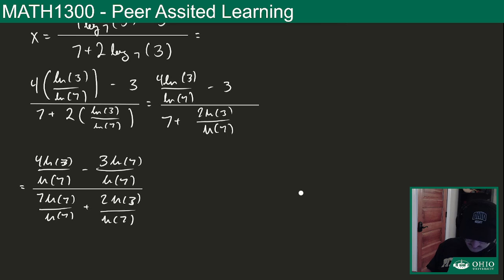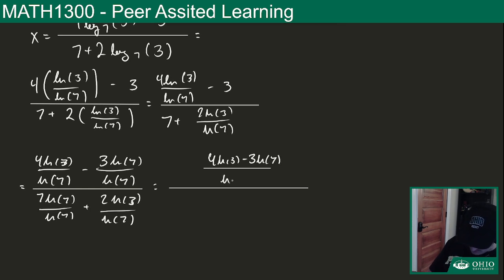Now let's combine everything, all the numerator individually, the denominator, converting each of those expressions to having one large denominator. We're getting towards the final act of this problem. I'll have a numerator up here, 4 natural log 3 minus 3 natural log 7 over natural log 7. Again, I'm just subtracting across numerators. And then I have 7 natural log 7 plus 2 natural log 3 over natural log of 7.